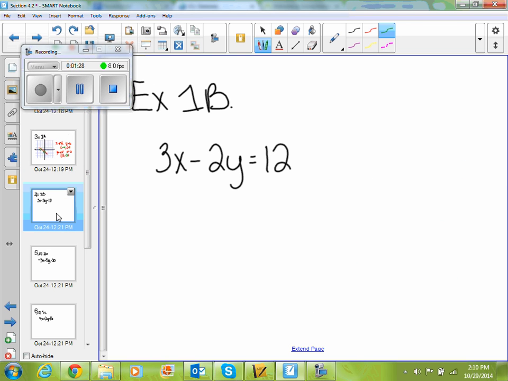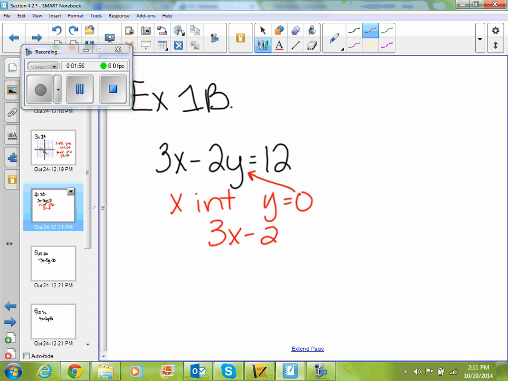The part that gets a little more complicated, but still easy because we know our zeros, is finding intercepts from an equation of a line. This is an equation in standard form, which we went over yesterday. To find my x-intercept, I know that at my x-intercept y equals 0. So I plug in 0 for y and get 3x minus 2 times 0 equals 12.